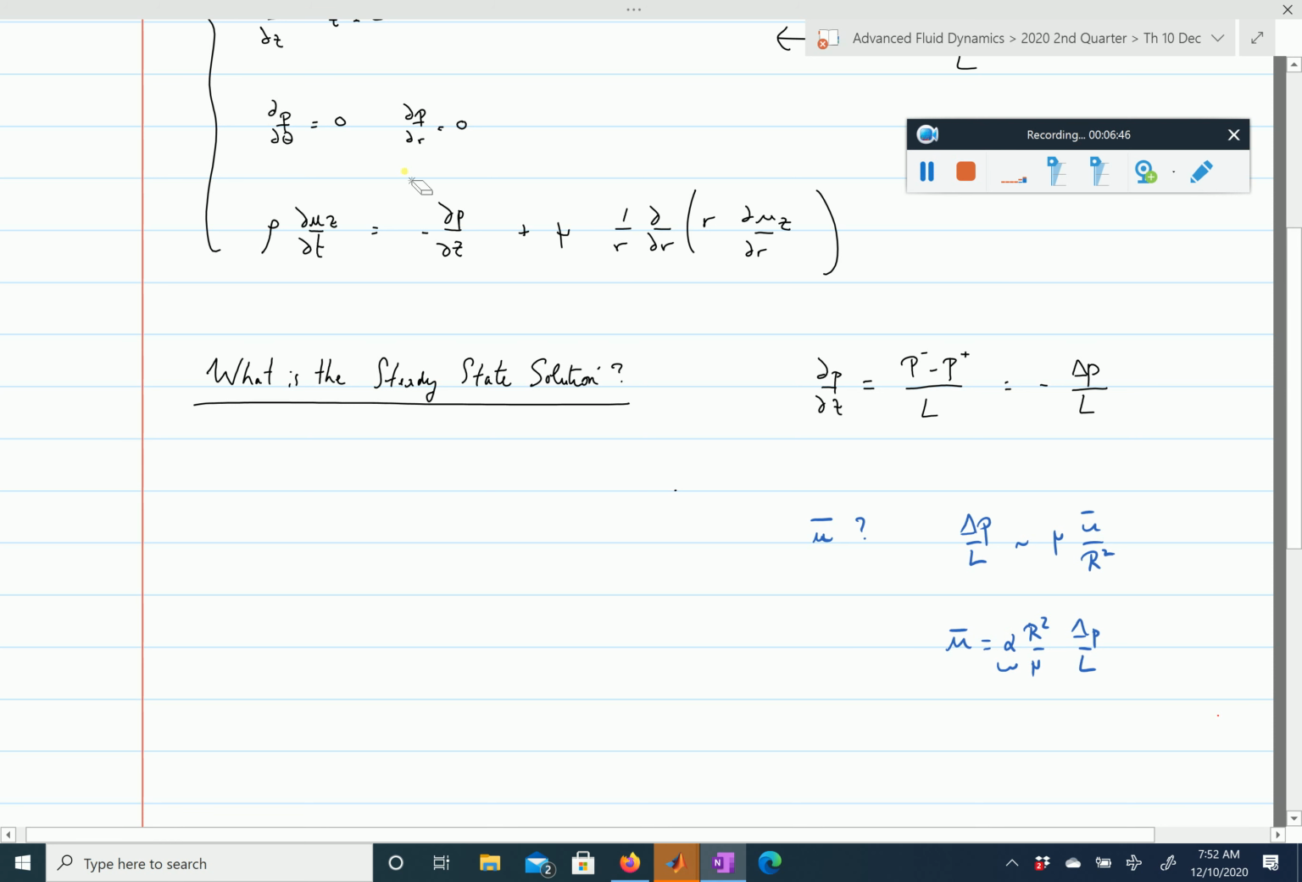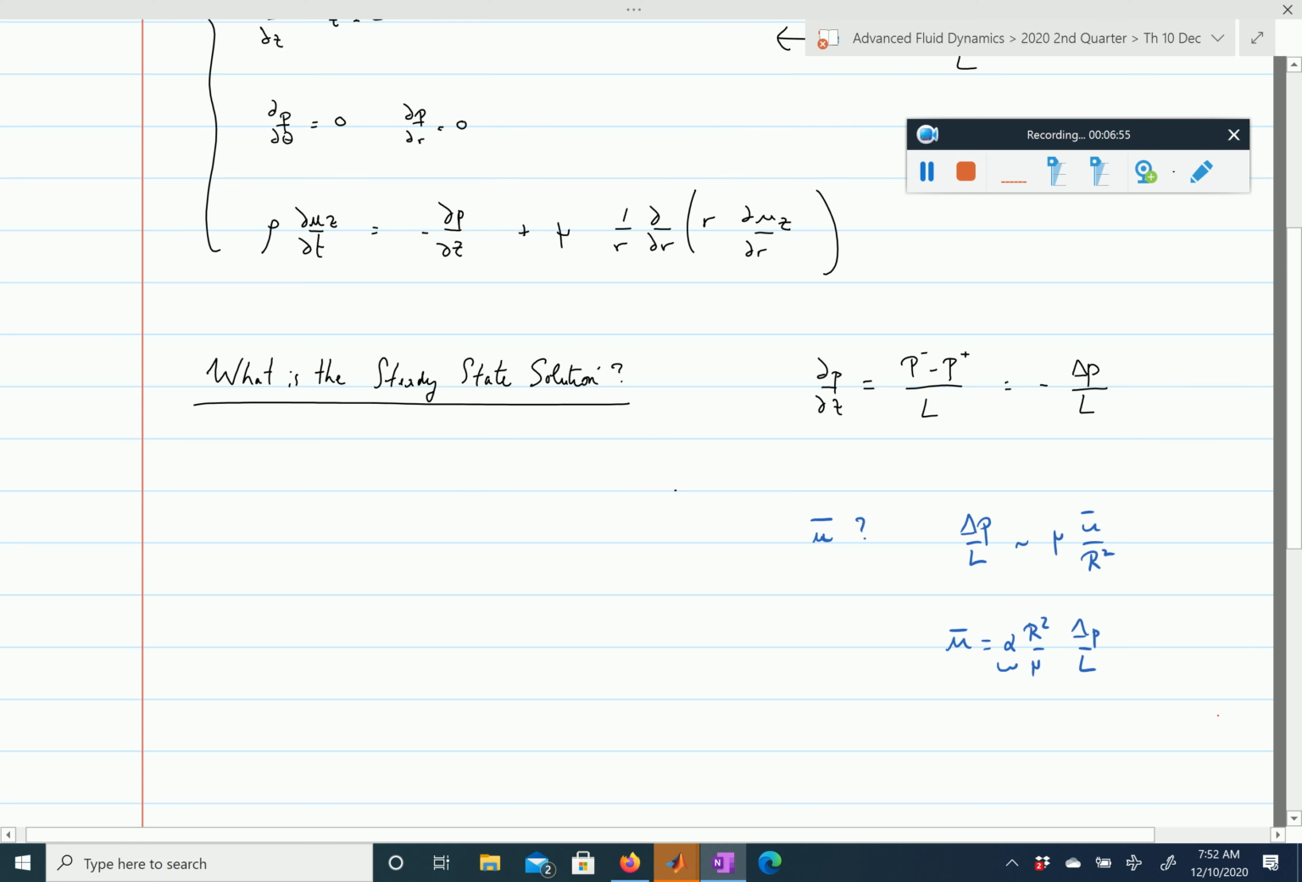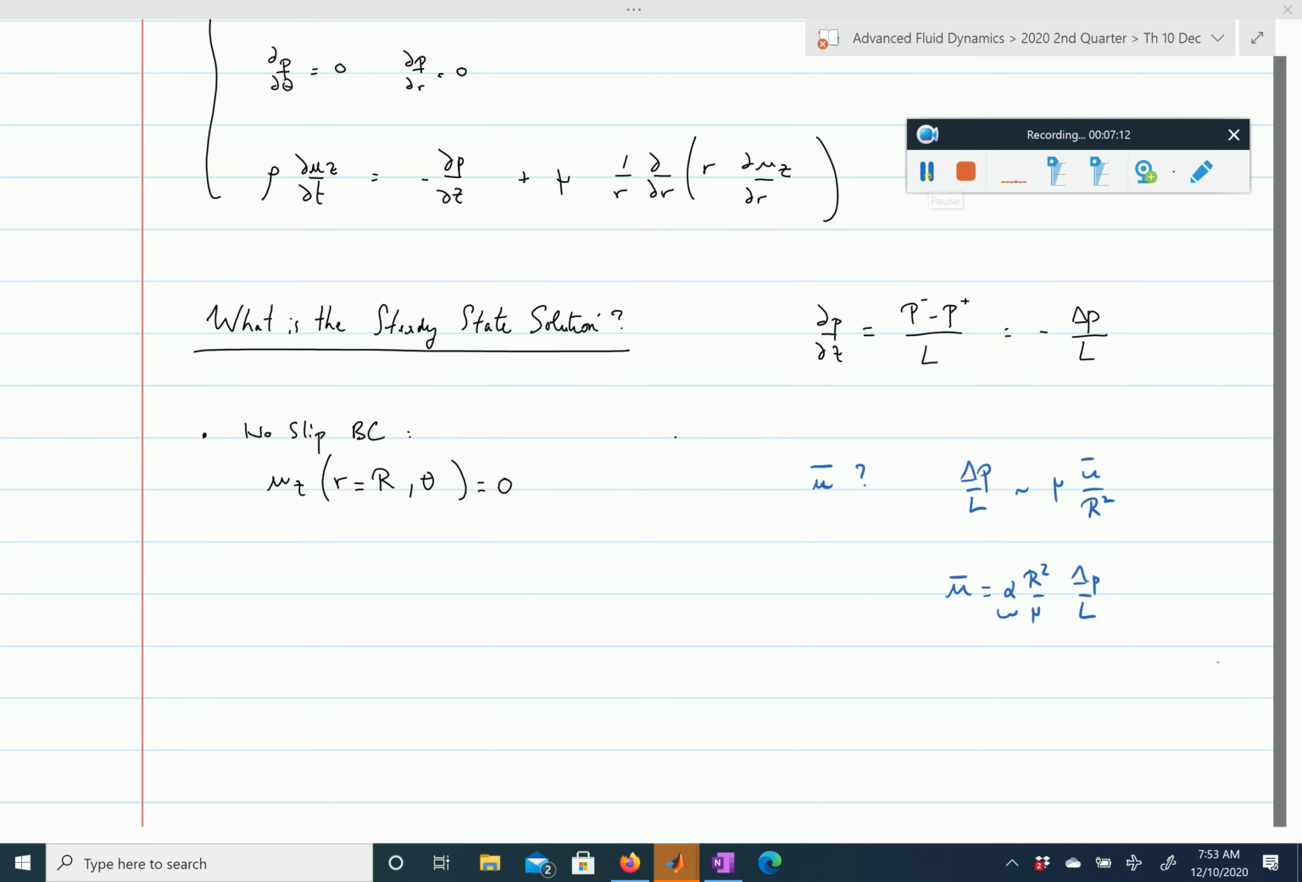So we have to solve this equation here, subject to the right boundary condition, which is the no-slip boundary condition. Where do we impose the no-slip boundary condition? We impose it at the surface of the cylinder. So at r equals capital R, the radius of the cylinder, we have that the velocity should be equal to 0. This is the no-slip boundary condition.